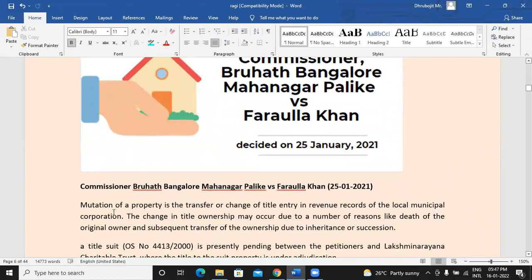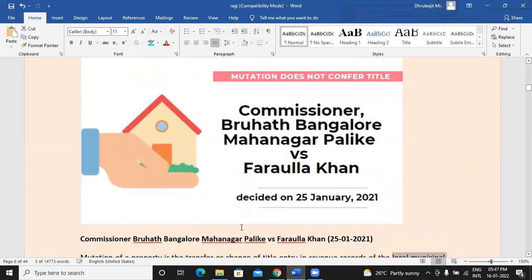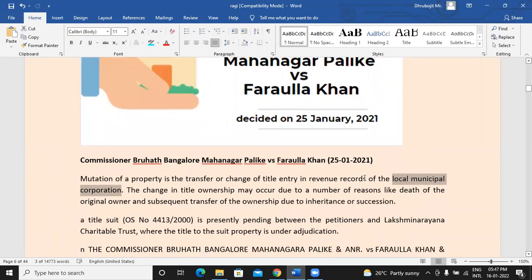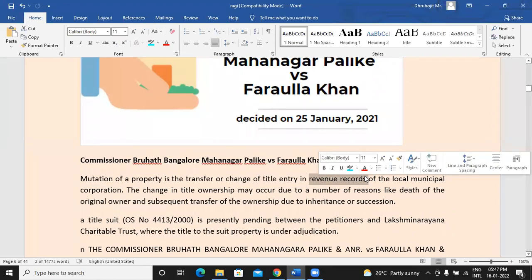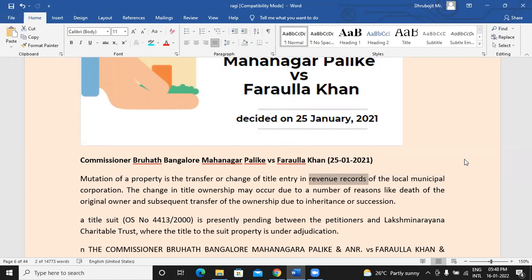Actually, mutation of property is nothing but transfer or change of title entry in revenue records. That means for every single property, usually the local municipal corporation, sometimes the Gram Panchayat, those bodies would have revenue records also. They would have records of who is the owner of the property, and whether they are paying property taxes or not. They would even have a blueprint of it, like a map, which clearly indicates everything, where there is a road, maybe a lake, everything. Those revenue records would be kept with the municipal corporation, panchayat, or the concerned body.